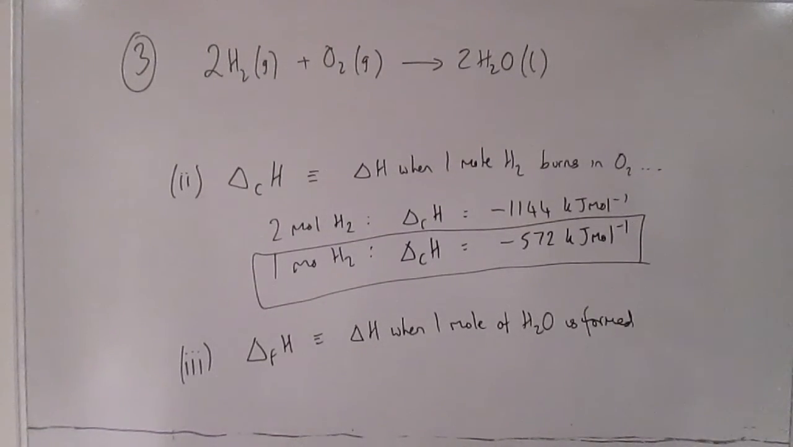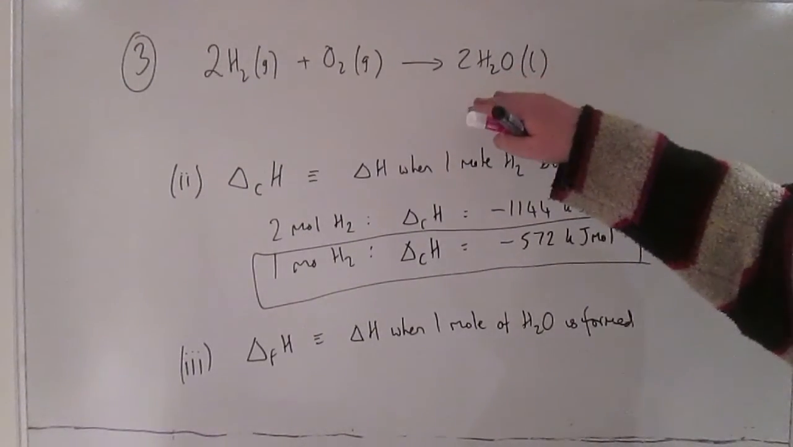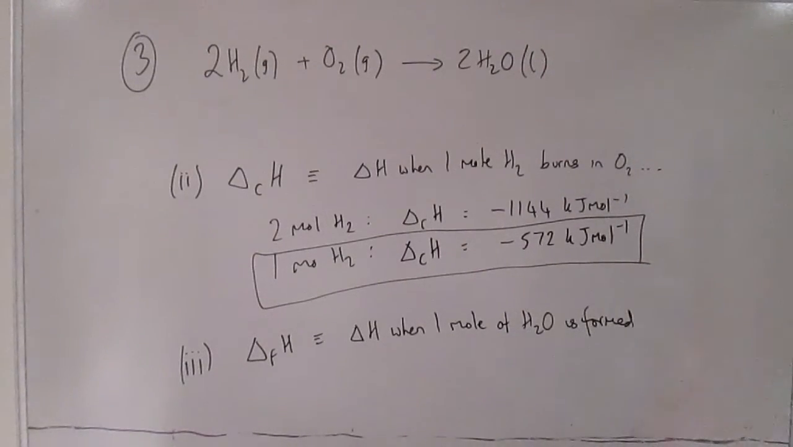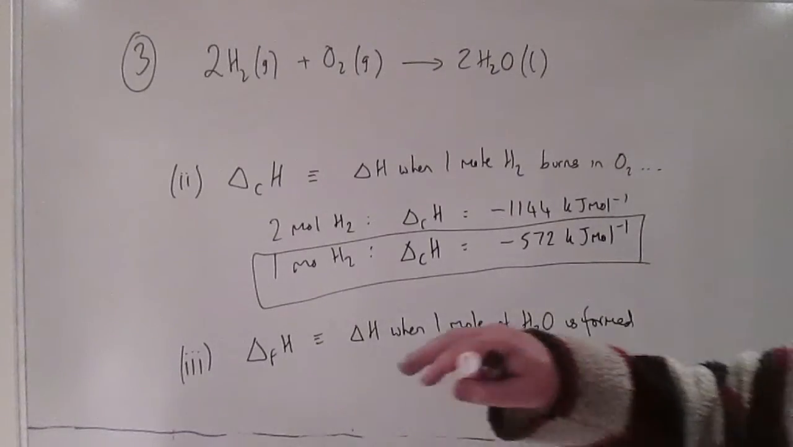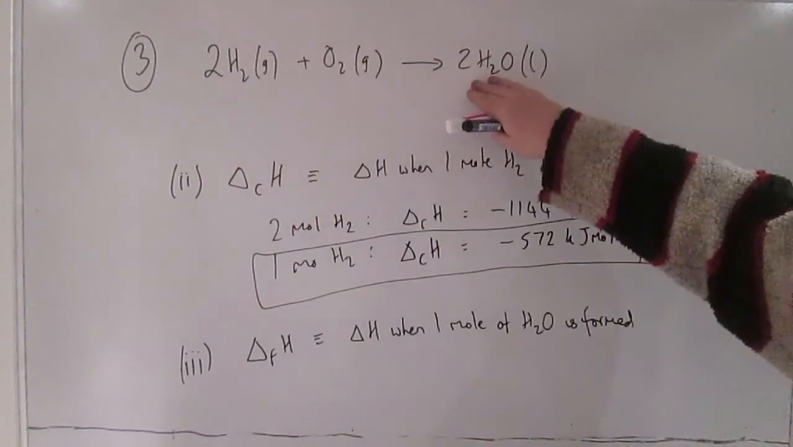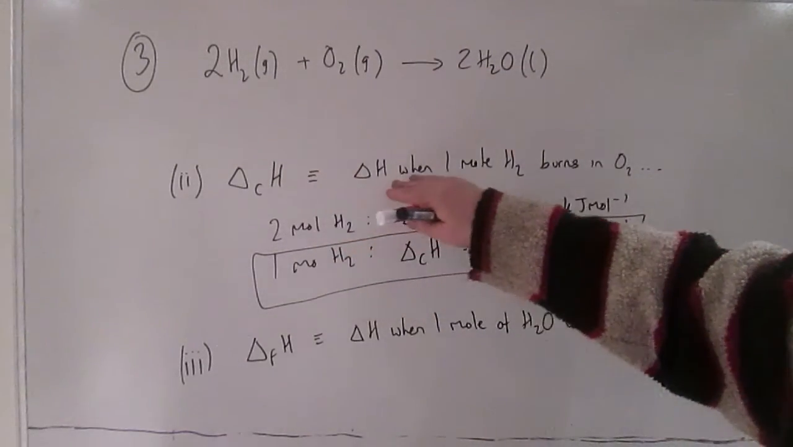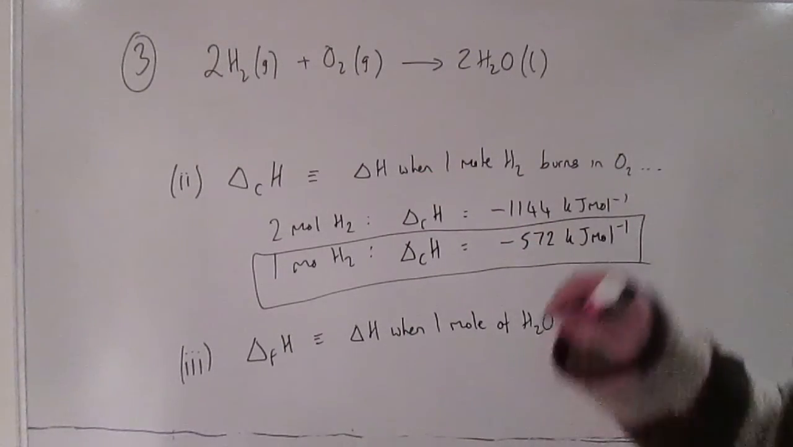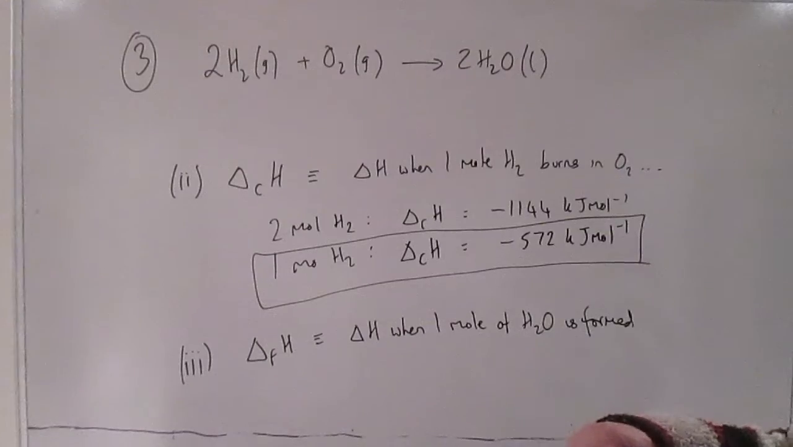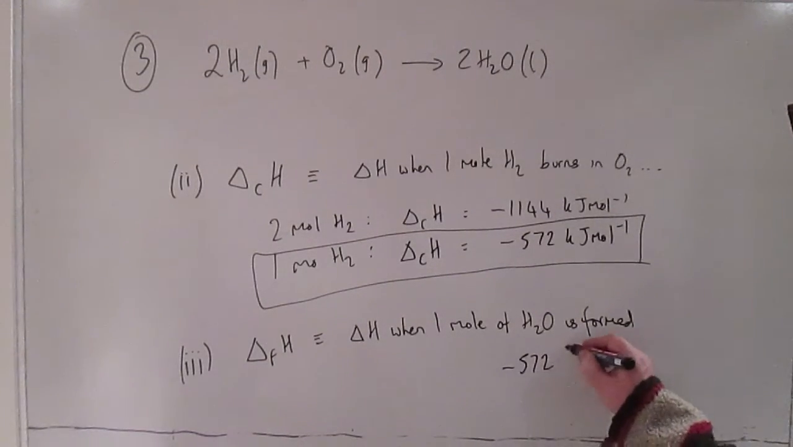Part 3 is now talking about delta H of formation of water. So again, this is a definition you need to know. Delta H of formation is the enthalpy change when 1 mole of a compound is formed from its elements. So in the case of water, it's when 1 mole of water is formed from hydrogen and oxygen. And you can see from this equation that however many moles of hydrogen you have, you get the same number of moles of water. So delta H of combustion of hydrogen, which is the enthalpy change when 1 mole of hydrogen burns, is the same as delta H of formation of water, because when 1 mole of hydrogen burns, you'll get 1 mole of water. So the answer is just the same as that one. Okay, minus 572 kilojoules per mole.